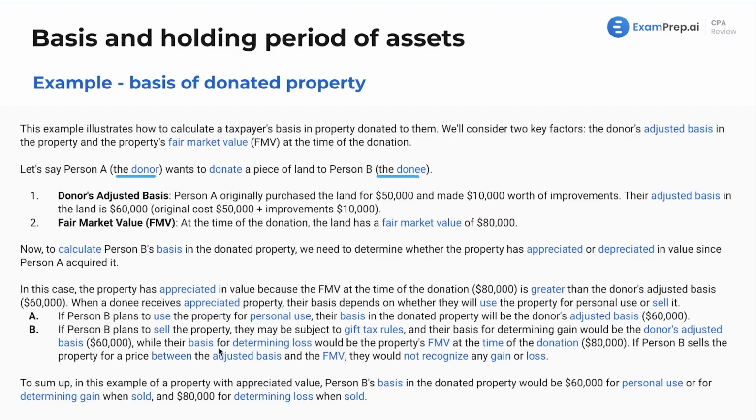Again, this sounds quite similar to what we saw earlier with gift tax and basis in gifted property. Now, to sum this all up, in this example of a property with appreciated value, person B's basis in the donated property would be $60,000 for personal use, or for determining gain when sold, and it would be $80,000 for determining loss when sold. So this is something that also has the same roots in the rules we saw earlier. Make sure you're revisiting these examples as needed, comparing them, seeing the differences, seeing the similarities, and you'll be good to go.